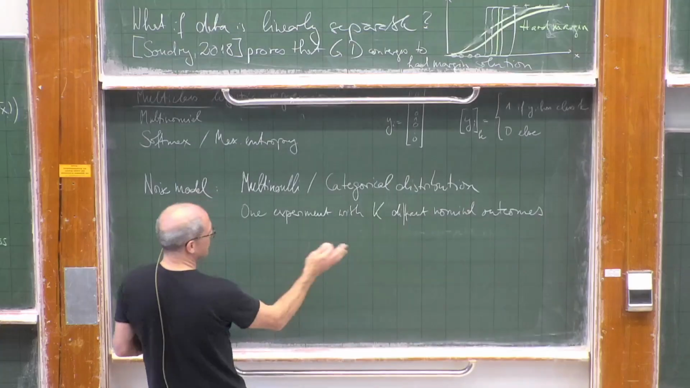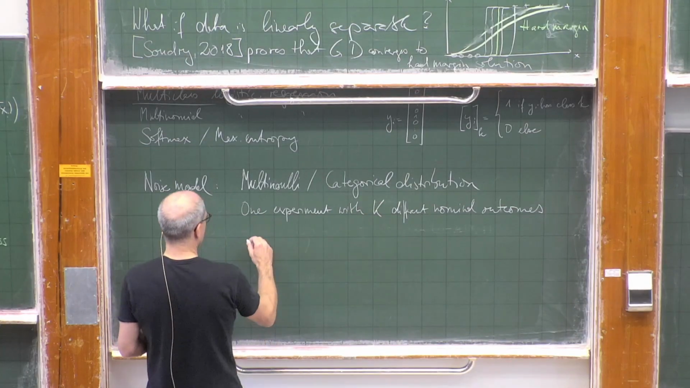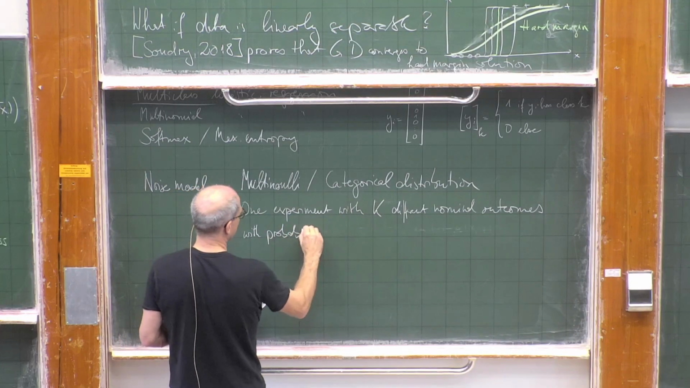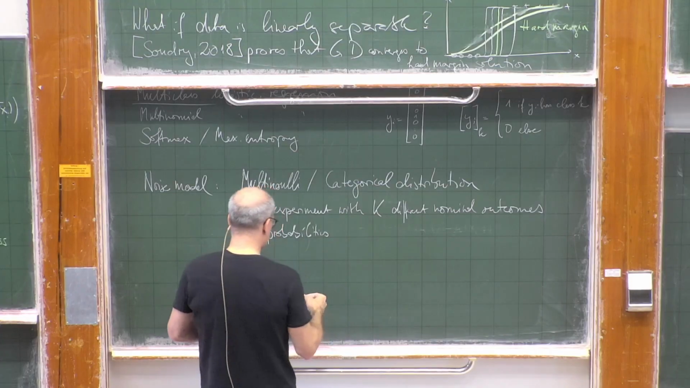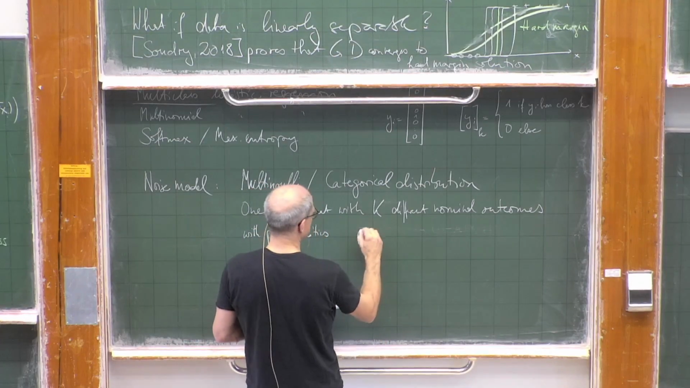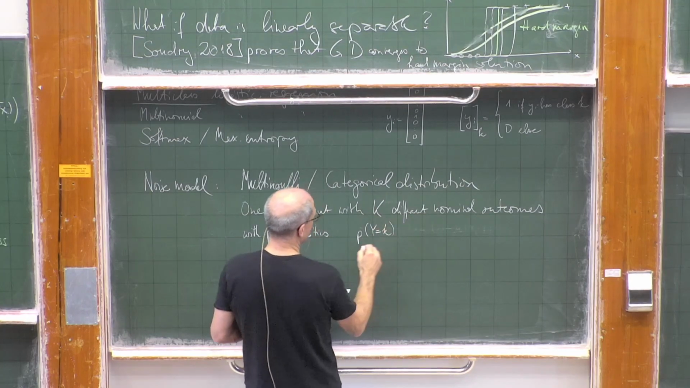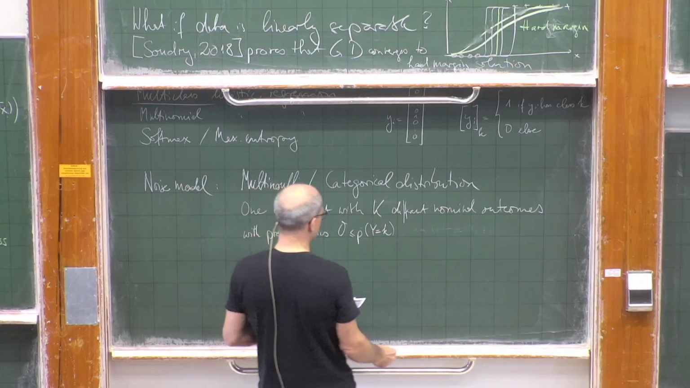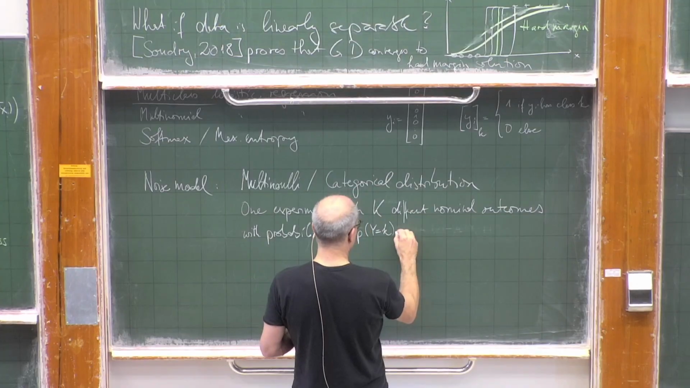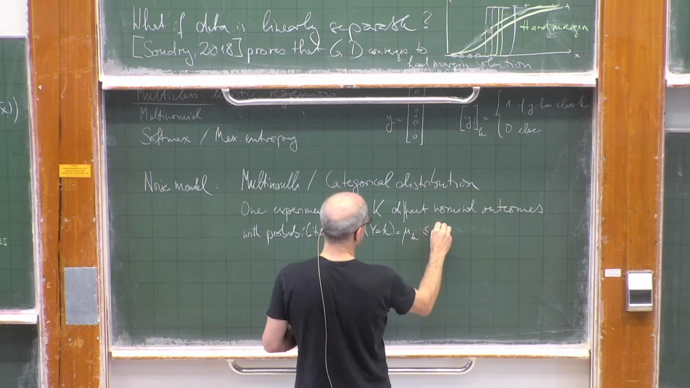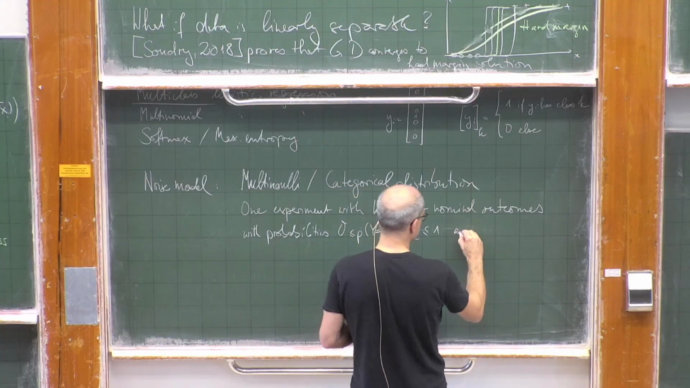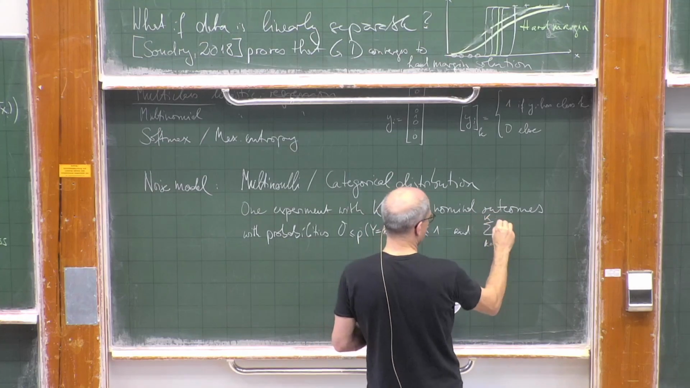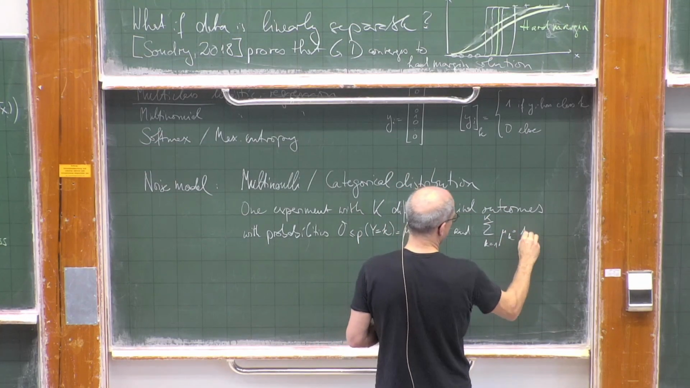Okay, so we have one experiment with k possible outcomes, and these possible outcomes have distinct probabilities. The probability for each of these classes must not be smaller than 0, and it must not be larger than 1. And altogether, they must sum up to 1.